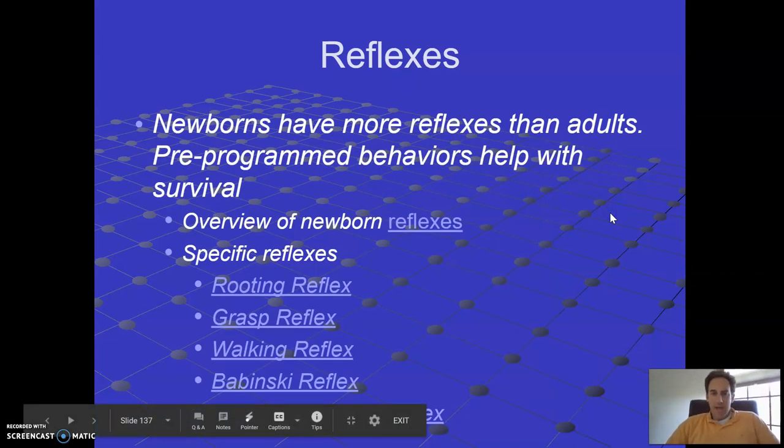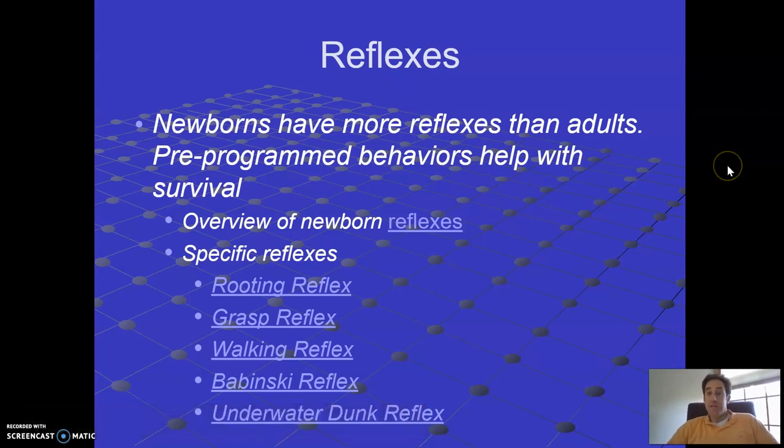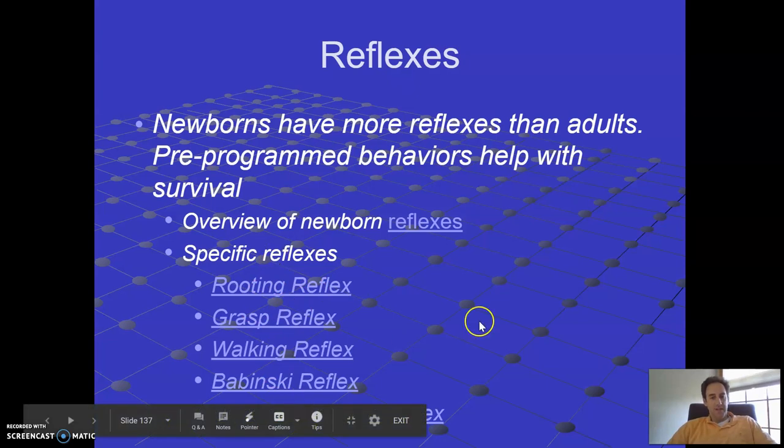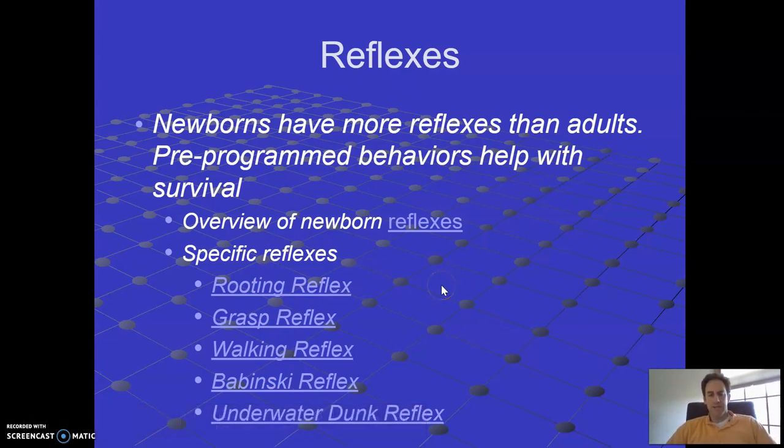Interestingly, babies have more reflexes than adults. This is because they're pre-programmed with certain behaviors needed for survival. You could pull up the slideshow and watch these little videos, but I'll just tell you about them real quick. The rooting reflex is for nursing. If you scratch a newborn baby's cheek, it will turn and start sucking on your finger. That's for feeding, so that it can breastfeed. It helps it latch on to the breast or bottle.